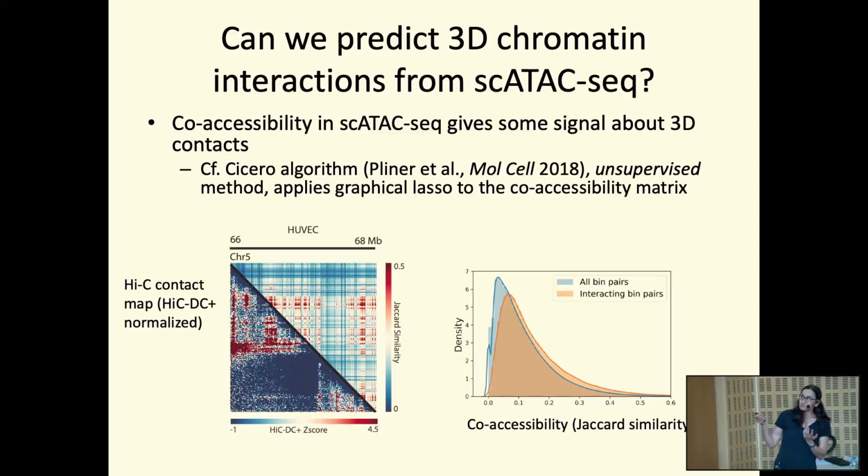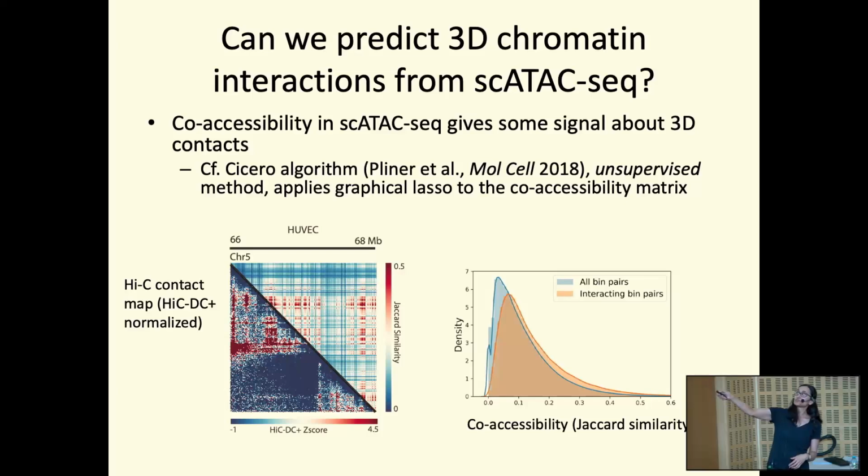Okay, so is it reasonable that we can just do a statistical procedure on the contact matrix? So what I'm showing you is the actual contact matrix of, this is about 2 megabases. Okay, you can see the sort of TADs. And this is the co-accessibility matrix from single-cell ATAC. Okay, and you can see, okay, there's some relationship between 3D organization and co-accessibility, but it's not perfect.